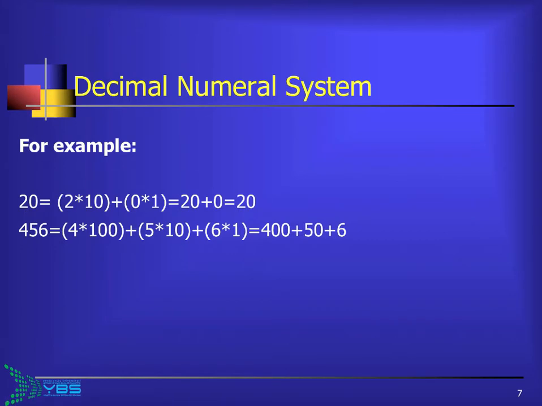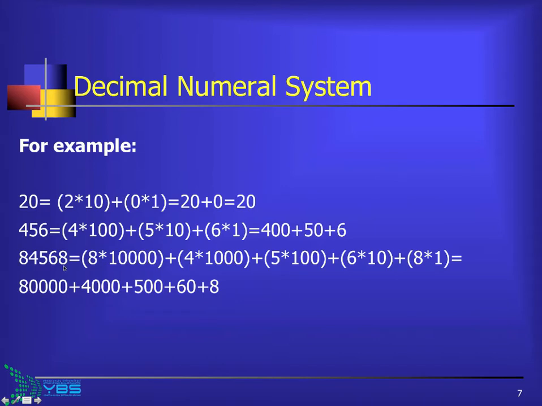In this part we're going to talk about 645. This is the first digit. We multiply it by 10 power 0, which is 1. The second digit, 4 times 10 power 1, which means 10. The third digit, 6 multiplied by 10 power 2, which means 100. So we can get this number.